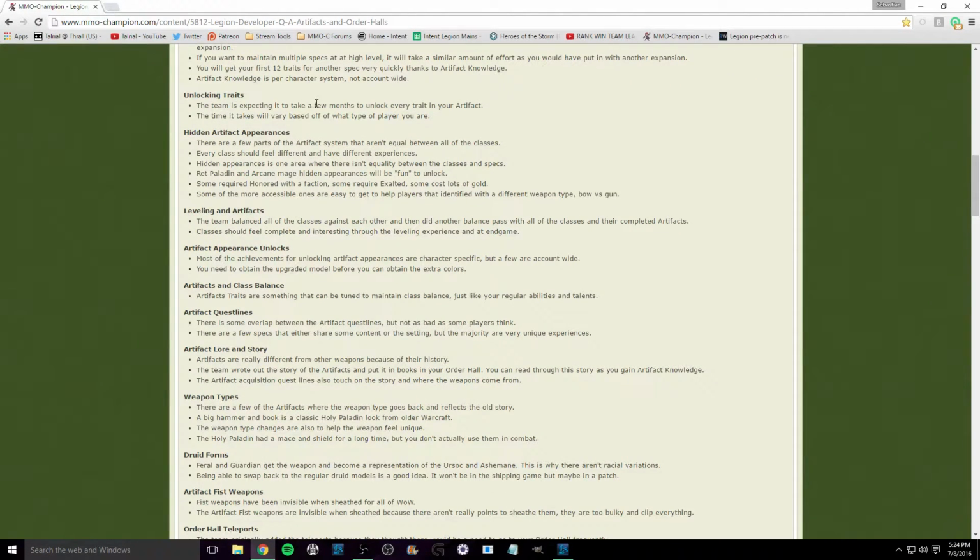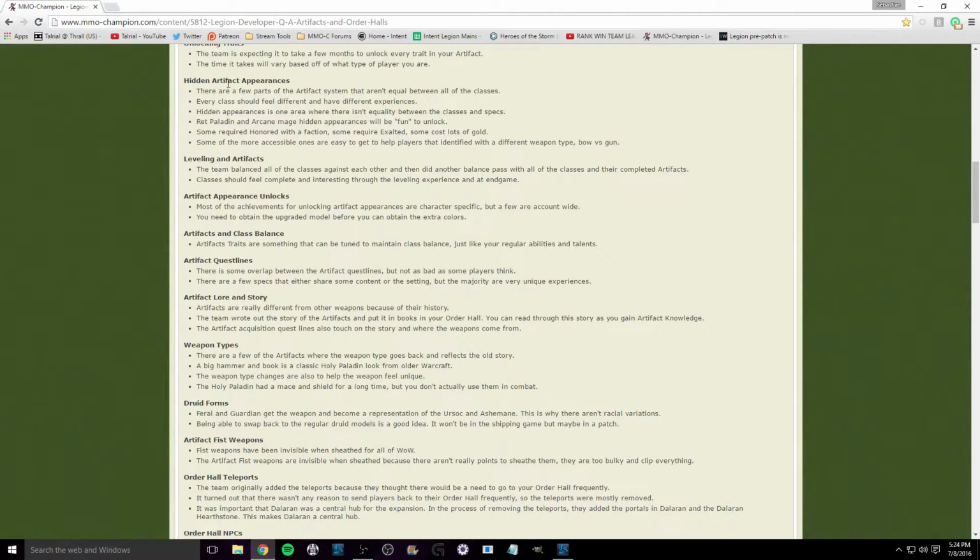They are expecting it's going to take a few months to unlock every trait in the artifact, and it's going to take time based on what type of player you are. So people like me that are going to no-life this game for a little while, I'll have more artifact traits than other people. But either way, it's going to take a few months. So keep that in mind. Please be careful with the way you spend your points.